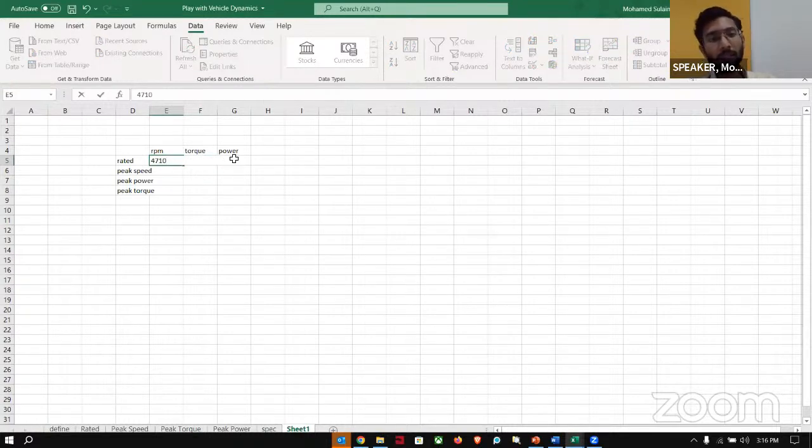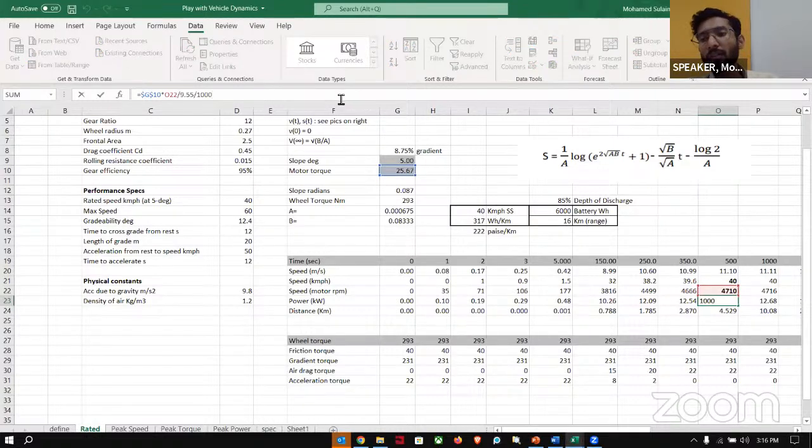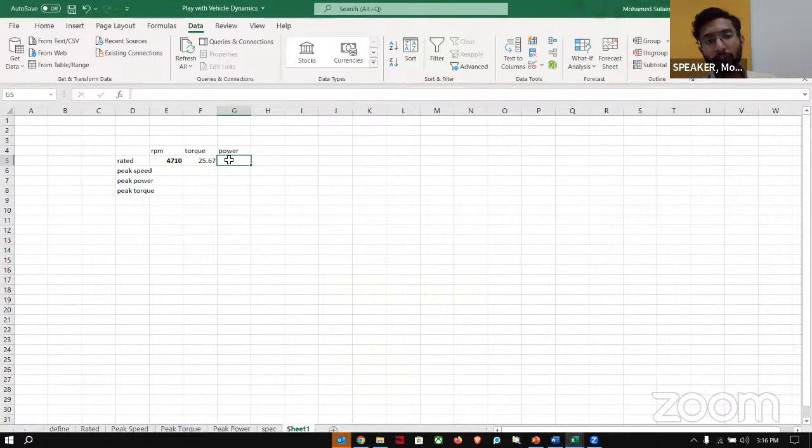And the power required is actually arrived using a formula. That's the multiplication of the speed and the torque divided by the constant, along with the conversion factors. So the power required is 12.66.